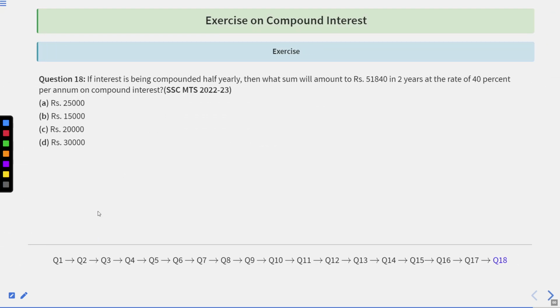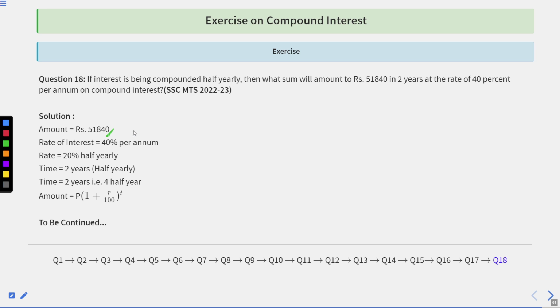Let us now have a look over the last question. Question number 18. If the interest is being compounded half yearly, then what sum will amount to rupees 51,840 in 2 years at the rate of 40% per annum on compound interest?